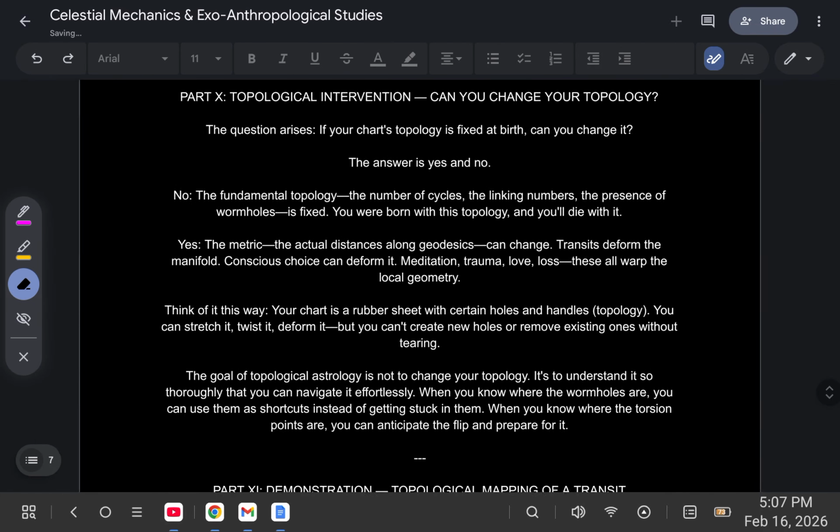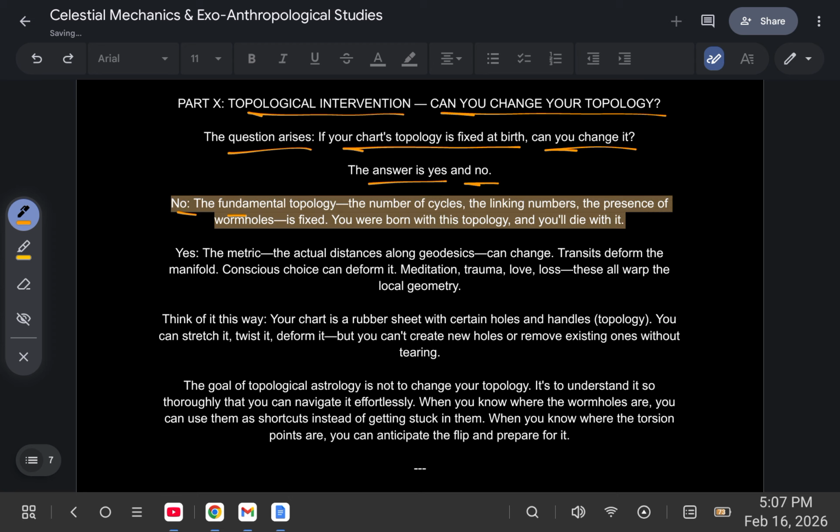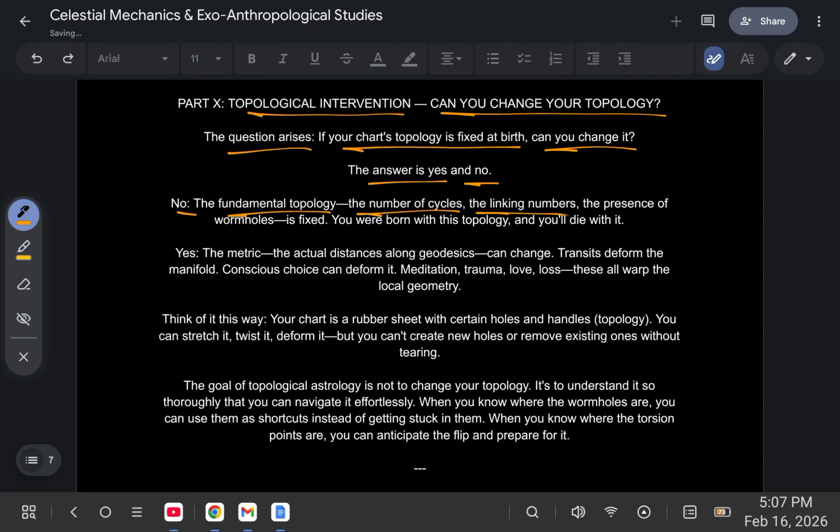Now, we have our topological intervention. Can you change your topology? The question arises, if your chart's topology is fixed at birth, can you change it? The answer is yes and no. No, the fundamental topology, the number of cycles, the linking numbers, the presence of wormholes is fixed. You were born with this topology and you'll die with it.